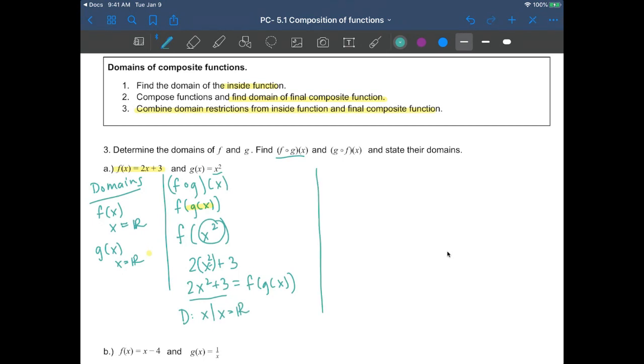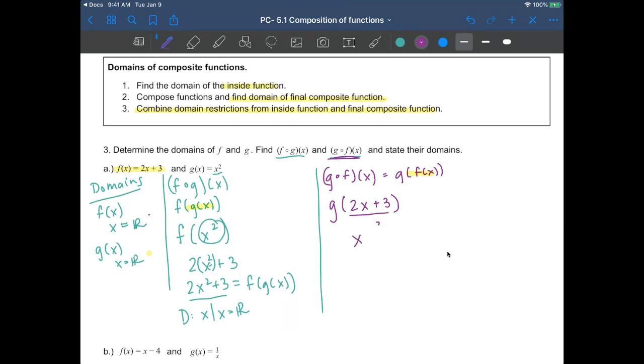All right, next up, g of f of x. So again, rewritten, g of f of x. What is the inside function? It is f of x. Do we have any domain restrictions on the inside function? Nope, we don't. So we don't have to worry about that right now. So again, let's rewrite the inside as 2x plus 3. And the outside is g. So we're going to be plugging in 2x plus 3 into g.